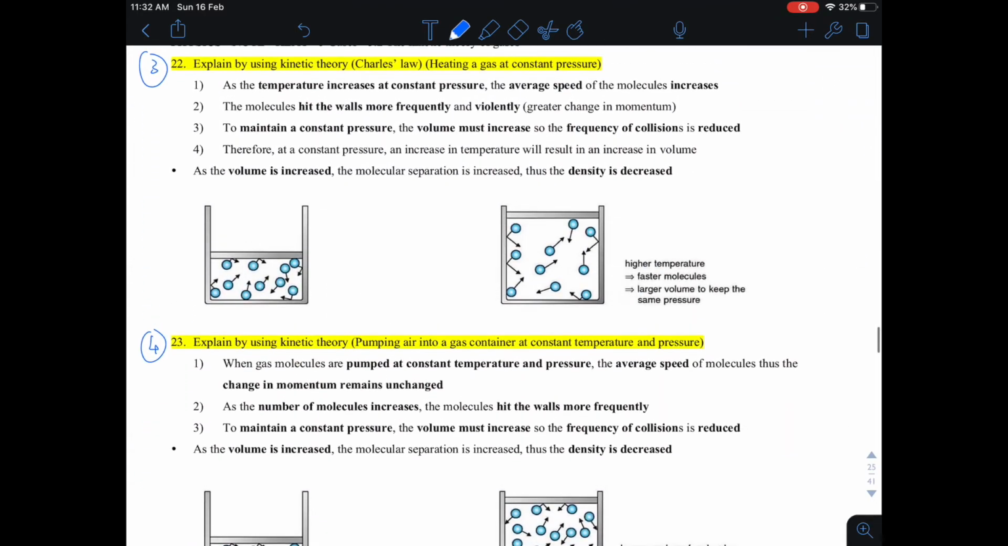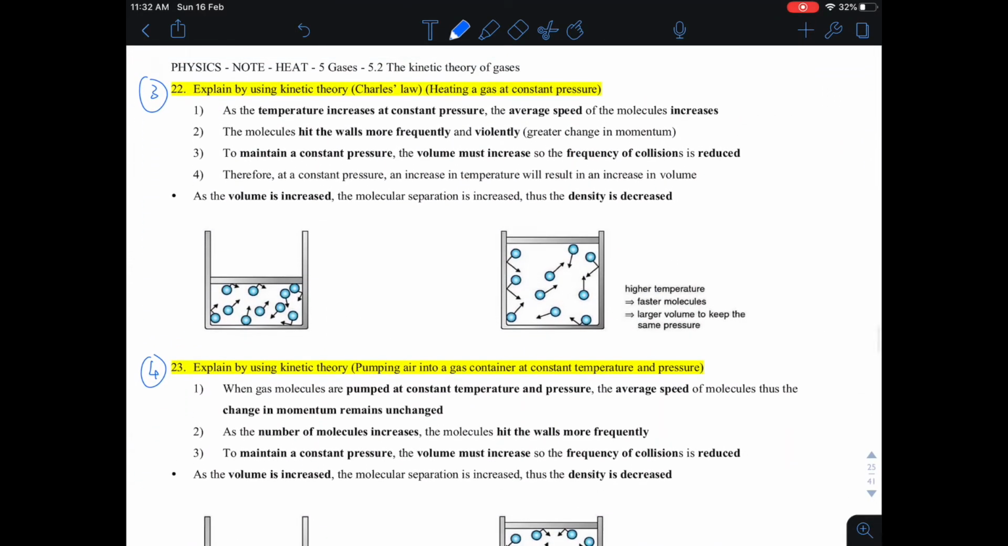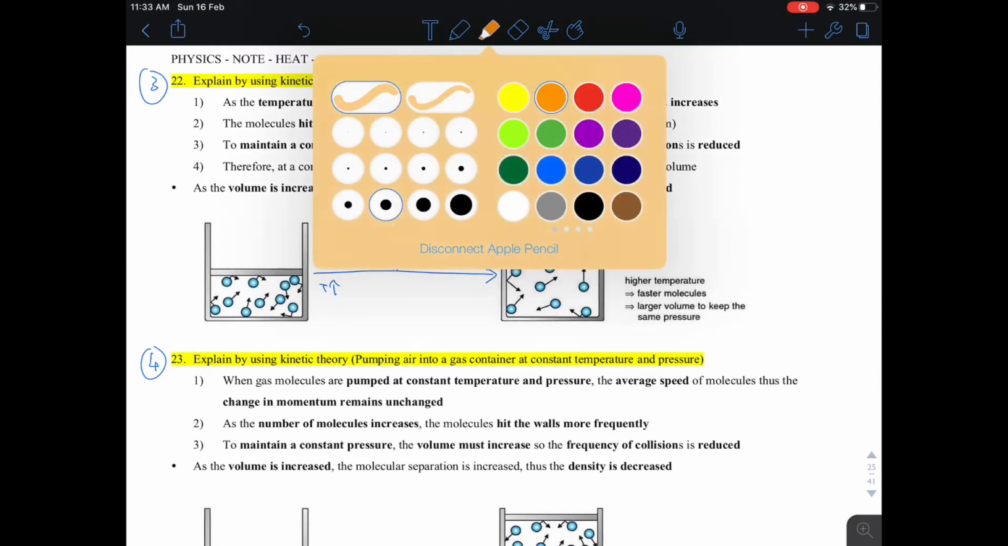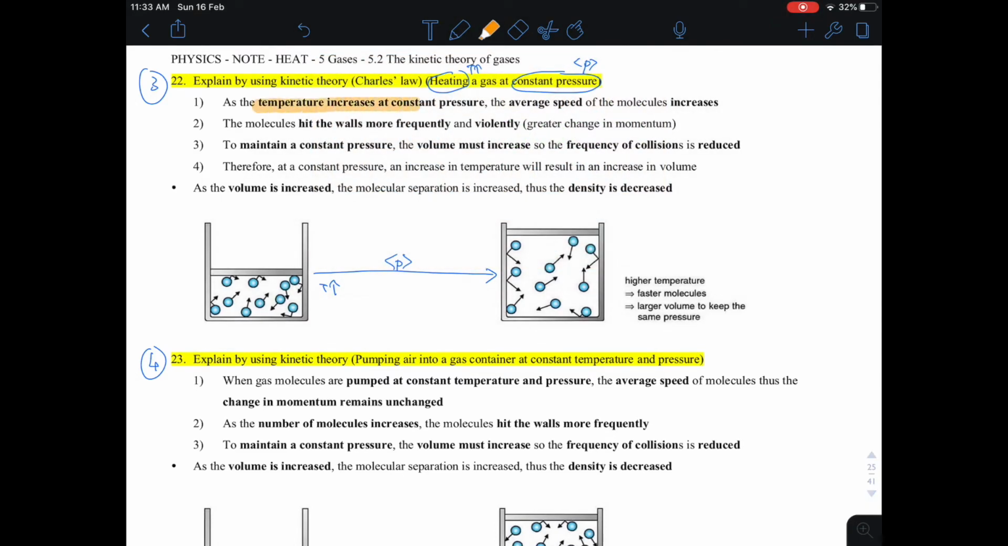3. Now we try to explain heating at constant pressure. Temperature increases, now P is being kept constant. So we have P constant here, and the temperature increases this time. Then we try to explain. Temperature increases at constant pressure. Again, average speed increases. Then again, the molecules will hit the wall more frequently and violently.